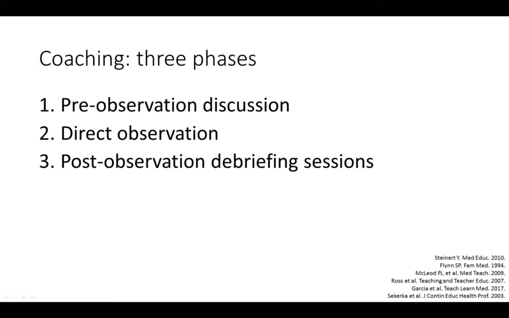Published models of peer coaching describe 3 distinct phases of the coaching event. So first is a pre-observation discussion. During that time, the coach asks the individual questions to identify their learning objectives, the context, and the person's expectations and goals. Following that is a direct observation of the individual by the coach.